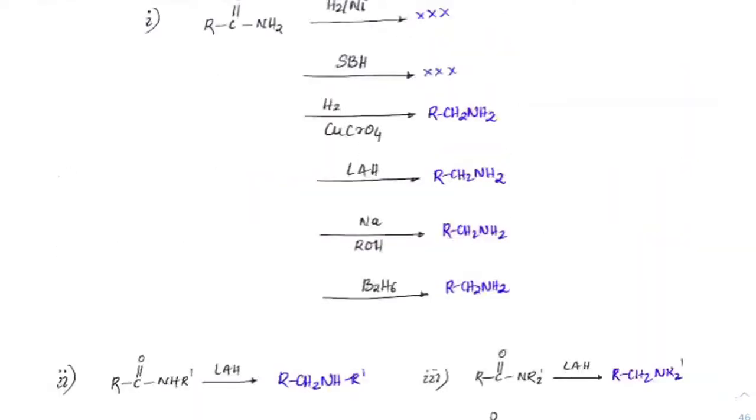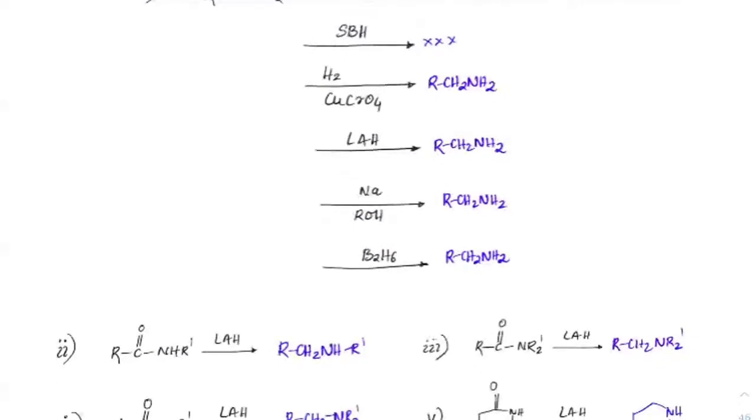Right. So reductions, like I said, amides don't have many reactions. The main reactions are lithium aluminum hydride and B2H6. These are the most used for reduction.